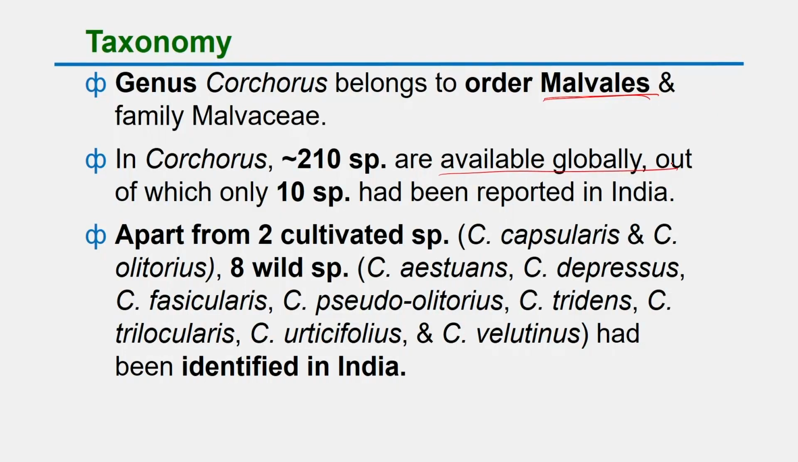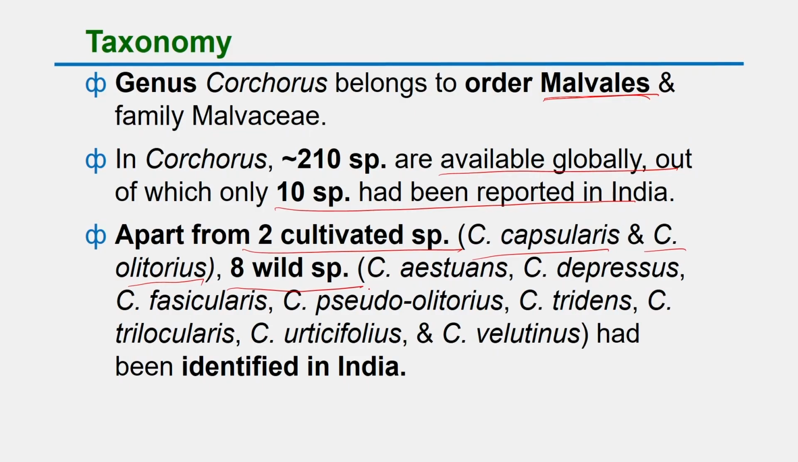In Corchorus, approximately 210 species are available globally, out of which only 10 species have been reported in India. Apart from 2 cultivated species, what are those cultivated species? Corchorus capsularis and Corchorus olitorius, white jute and Tossa jute. And there are 8 wild species in India. So, what are the 8 wild species in India?